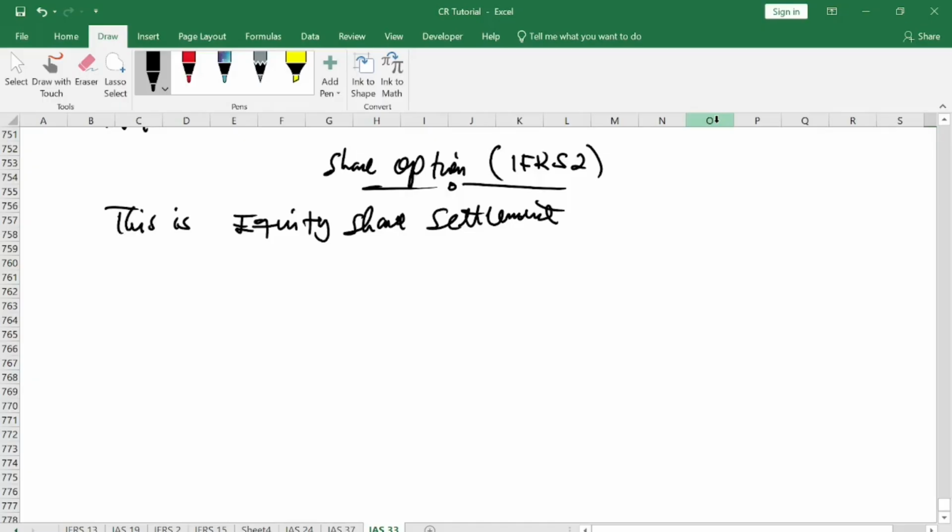So when a company gives equity share or share to their employees, it will dilute their equity share. That's if maybe they've given them a share option of 5,000. So let's take this example.